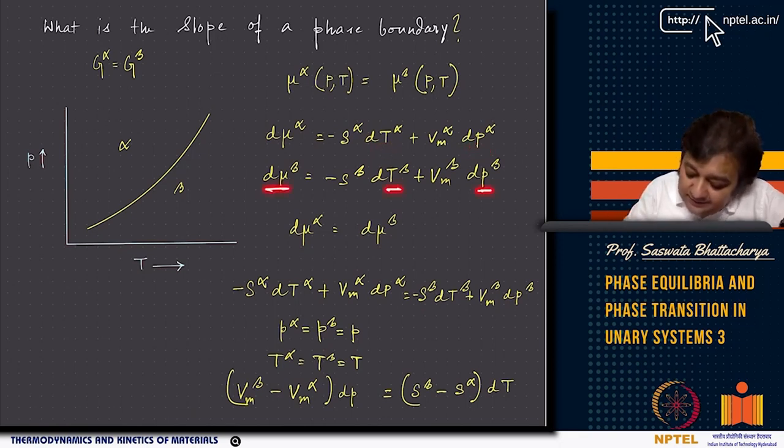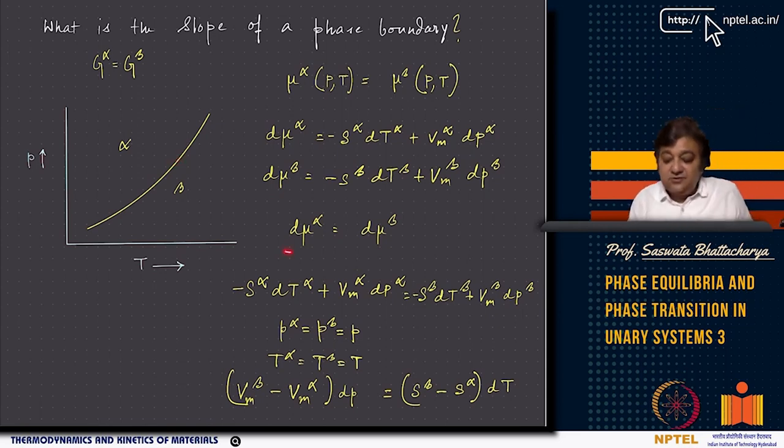Now, at equilibrium, that is at the two phase coexistence, you should have d mu alpha equals d mu beta. So, you have minus s alpha dT alpha plus vm alpha dP alpha equals minus s beta dT beta plus vm beta dP beta. But, as you know, from the mechanical and thermal equilibrium, P alpha has to be equal to P beta equals P, say some value, and T alpha equals T beta equals T.